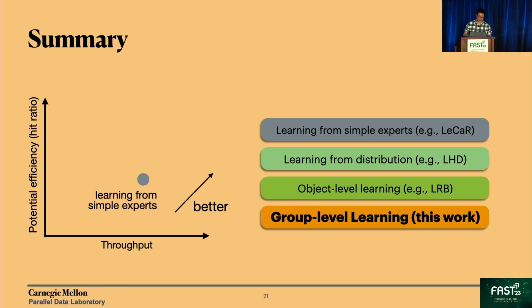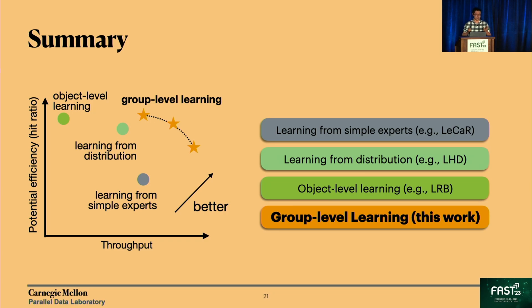We will see learning from simple experts has higher throughput but limited efficiency. Learning from distribution has higher potential efficiency but also slightly lower throughput. Object-level learning has the highest potential efficiency, but it has the lowest throughput. Group-level learning has a spectrum of algorithms by choosing different, say, group sizes, and it can achieve both high throughput and high efficiency.